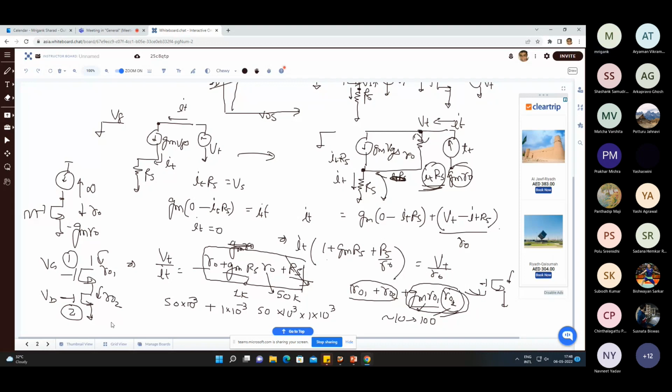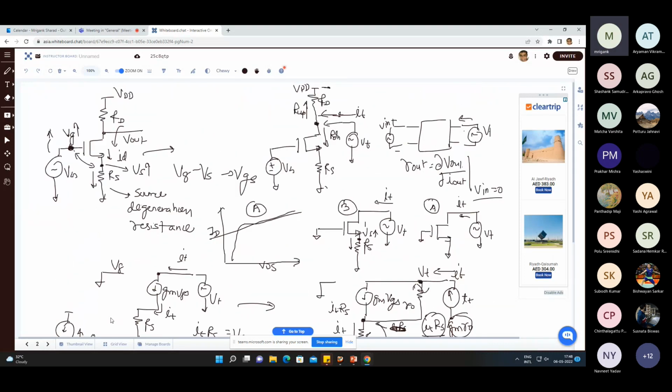So now, you have basically done the BJT part of this. So the MOSFET part should also be clear.